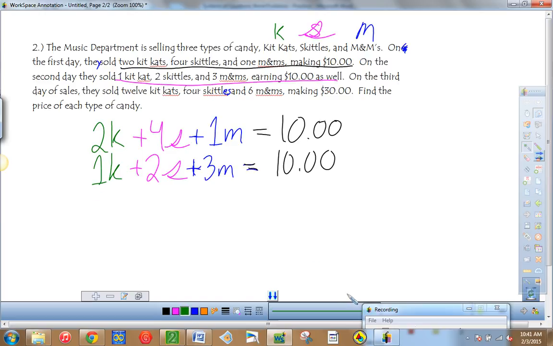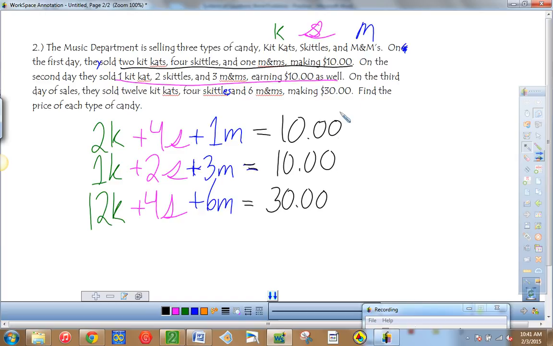Last one. On the third day, 12 Kit Kats. They're on a roll now. 12 Kit Kats. 4 Skittles. 6 M&M's. Holy guacamole. I would have bought all the M&M's. $30. That's when they really started taking off with their selling. Like, is it just one Kit Kat?